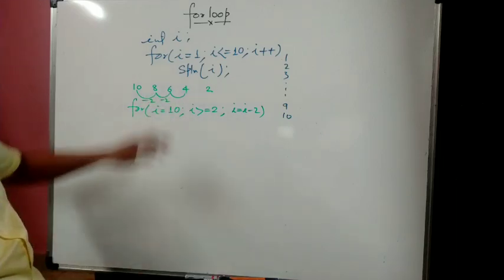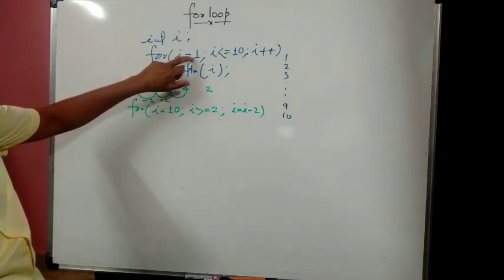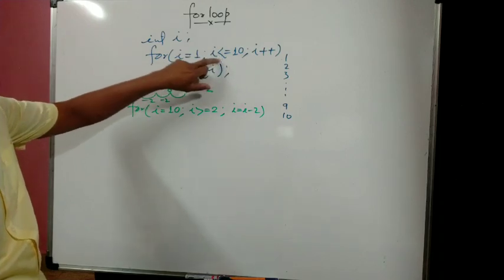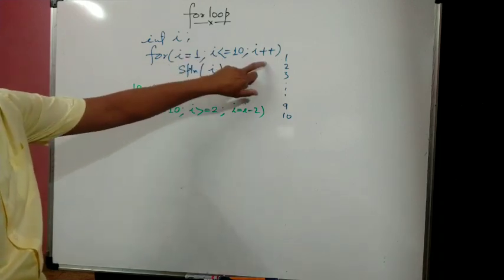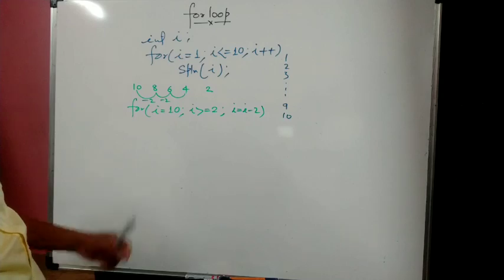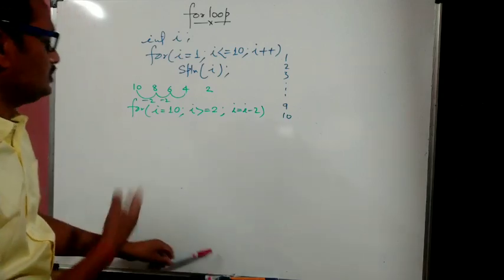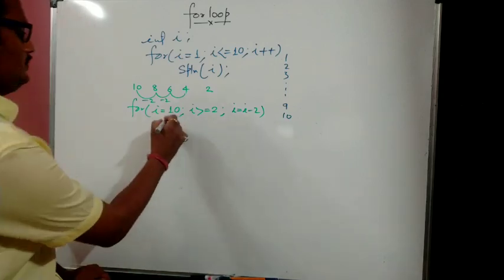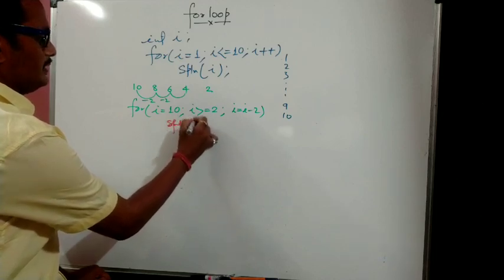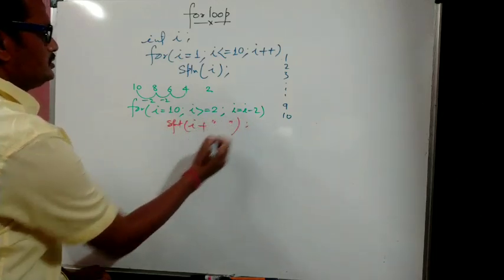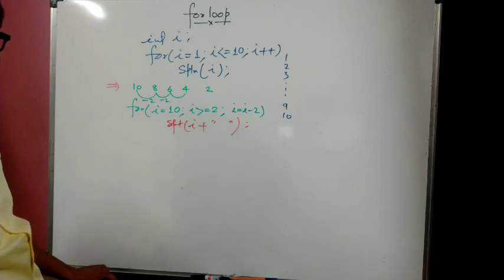And when the starting value is smaller and the ending value is bigger, we have to use the less than symbol, and here will be the updation, that means increment. This is the way to work in a for loop. And when you write System.out.print(I) with a space, it will print in that way.